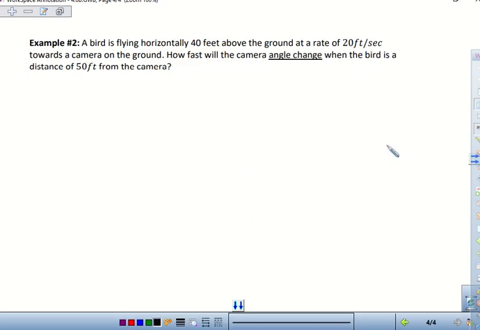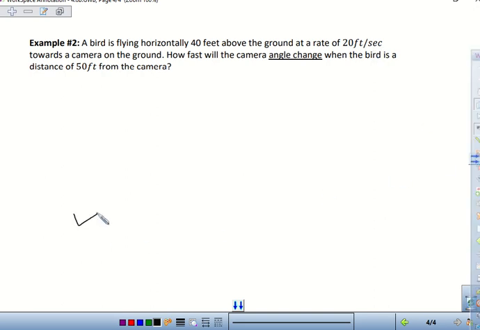All right, so this problem is a little bit more challenging, but we're going to talk our way through it. So it says here, a bird is flying horizontally 400 feet above the ground at a rate of 20 feet per second towards a camera on the ground.